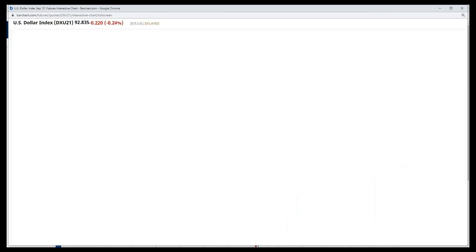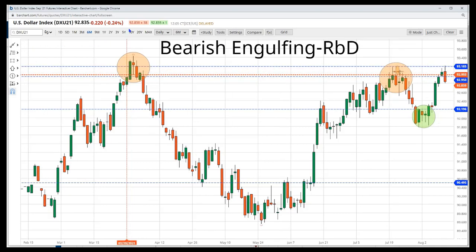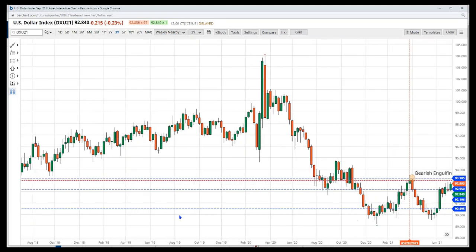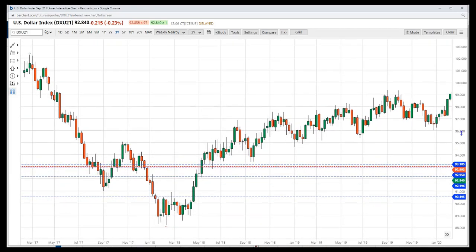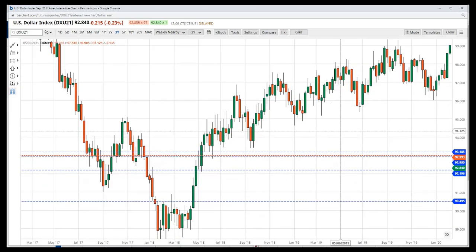Okay, so let me pop this out first so we get a nice big picture so you guys can see this. And what I'm gonna do is start at a high time frame. I'm gonna go to a 3-year, and notice that it is a weekly nearby. And I'm just gonna slide this over a little bit here. All right, and let's just make it a little bit bigger, okay? And imagine again what we just talked about, this cycle of price, as price rises and falls and rises, right?